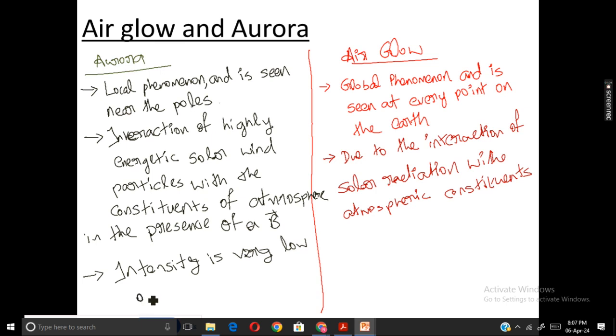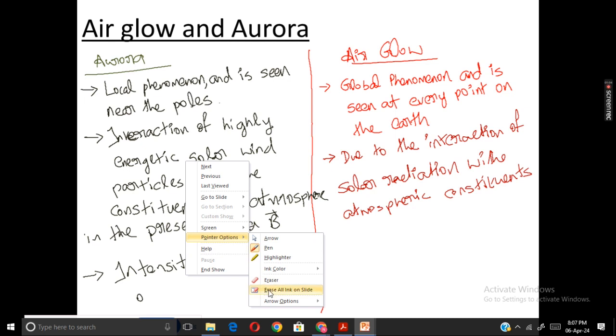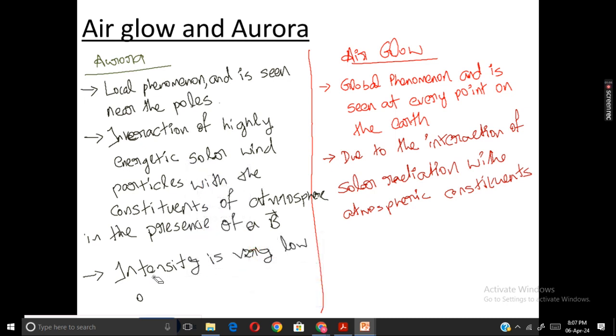And the airglow intensities are very low. It is basically of the order of 100 Rayleigh. Whereas in case of aurora, the intensity is very high. It is coming on the order of kilo Rayleigh. And in case of luminosity, airglow luminosity is kind of uniform, whereas the aurora luminosity is kind of structured.